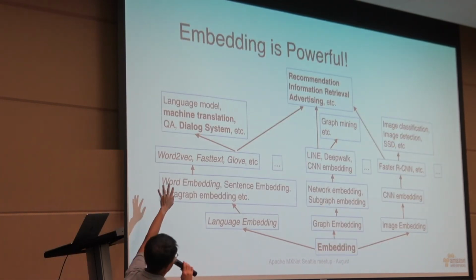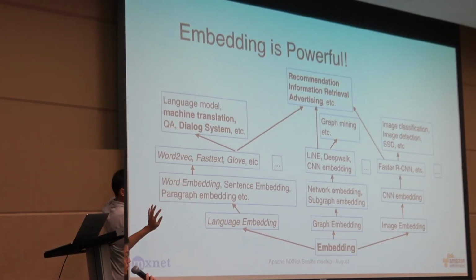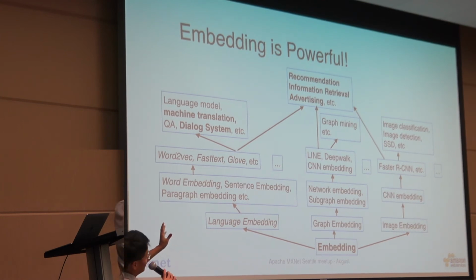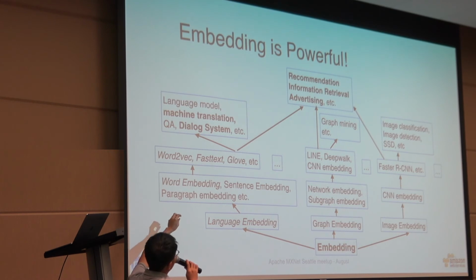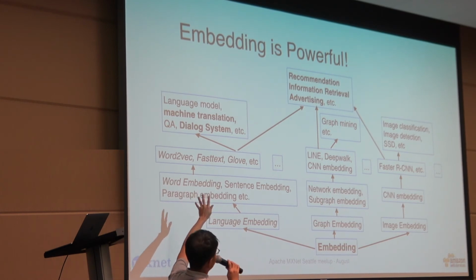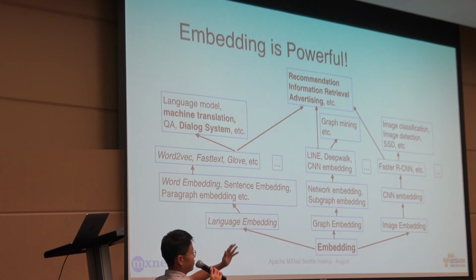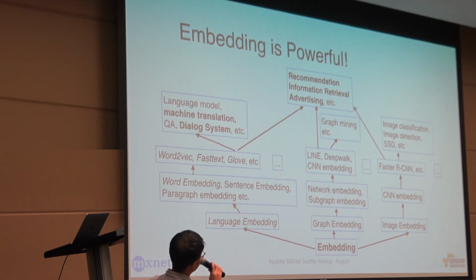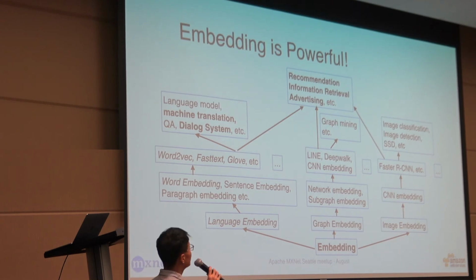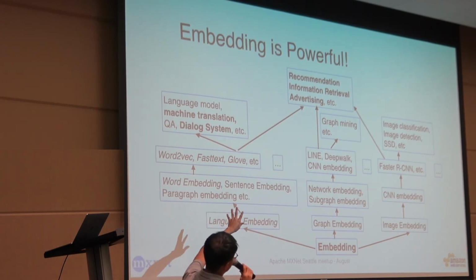So language model is one example, and machine translation. Similarly, we can initialize the embedding layer using the pre-trained embedding. And for QA, question answering, for example, we have many competitions like the SQuAD competition, and people are using pre-trained embedding as a starting point to train their system. And the dialogue system is similar.